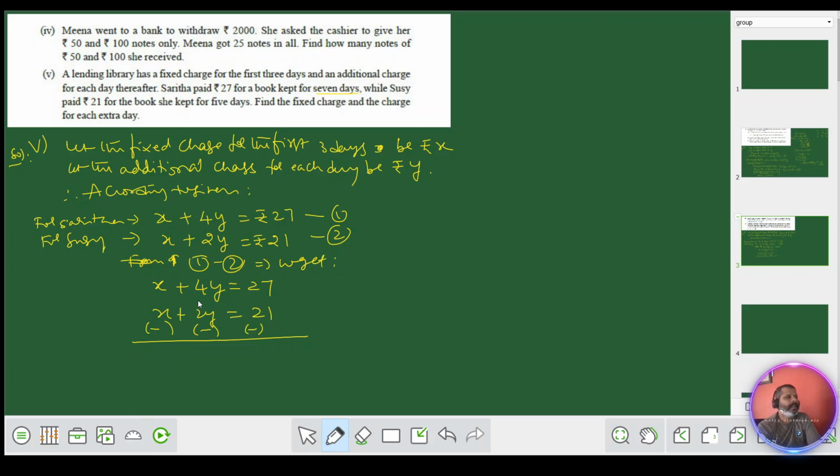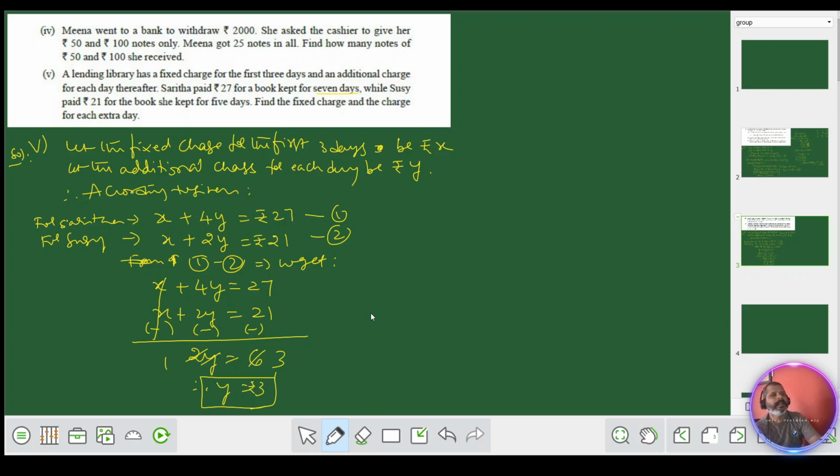So x cancels when we subtract them. 4y minus 2y will be 2y. 27 minus 21 will be 6. Therefore y equal to 3. Means per day after 3 days, the charge is 3 rupees. You put the rupees symbol for that.